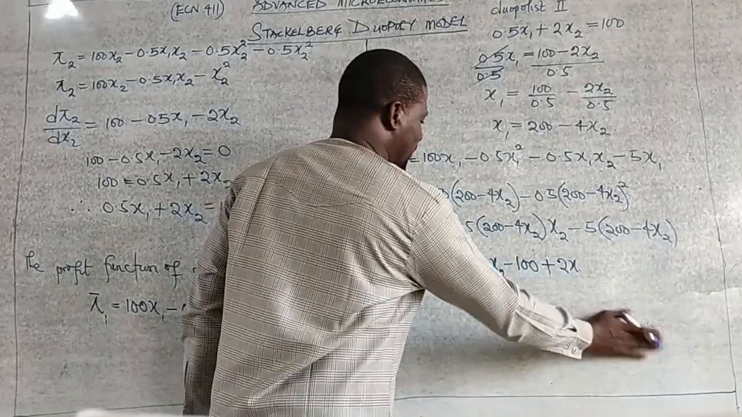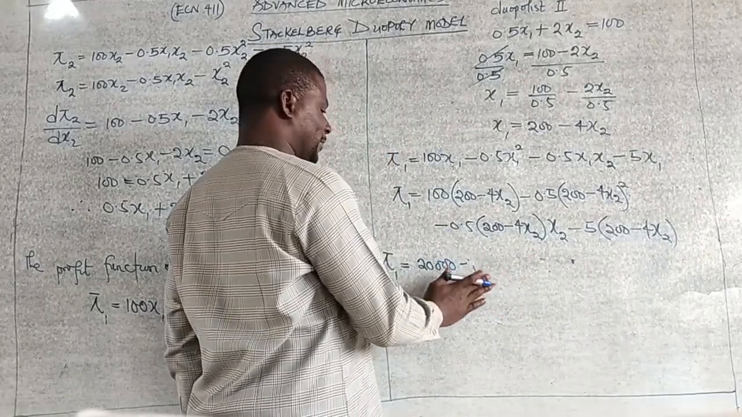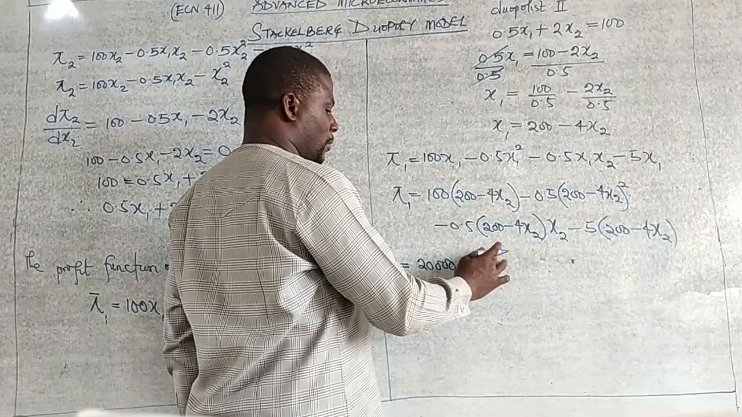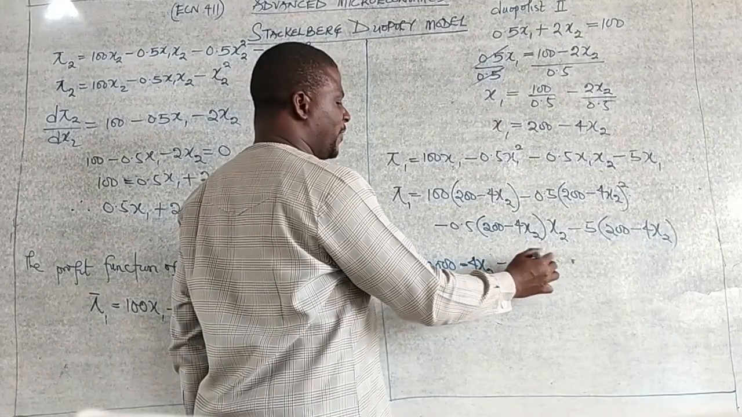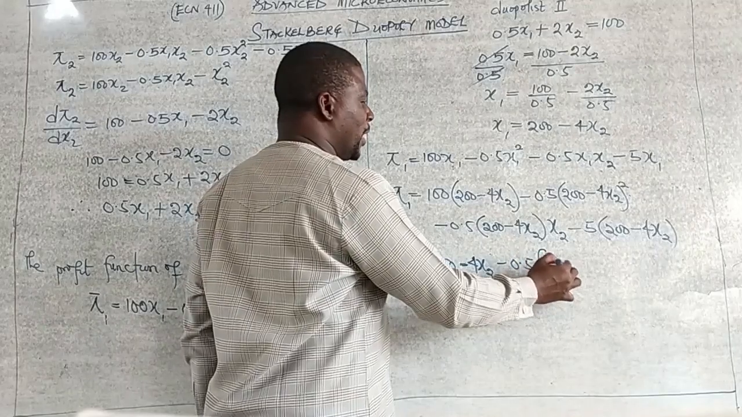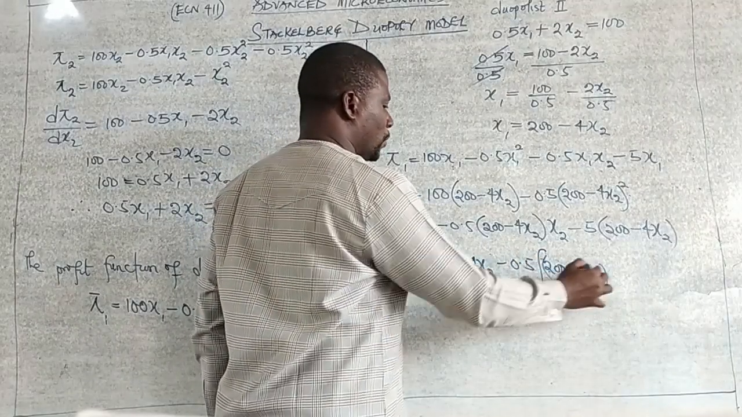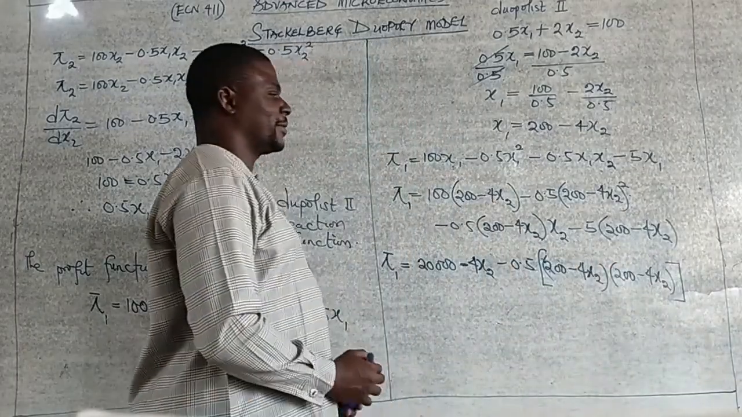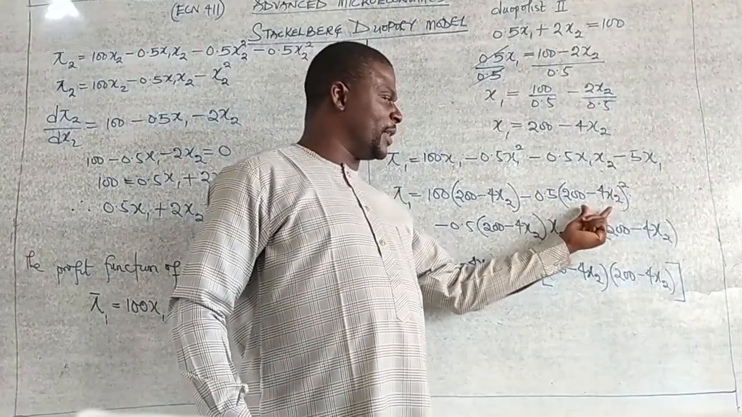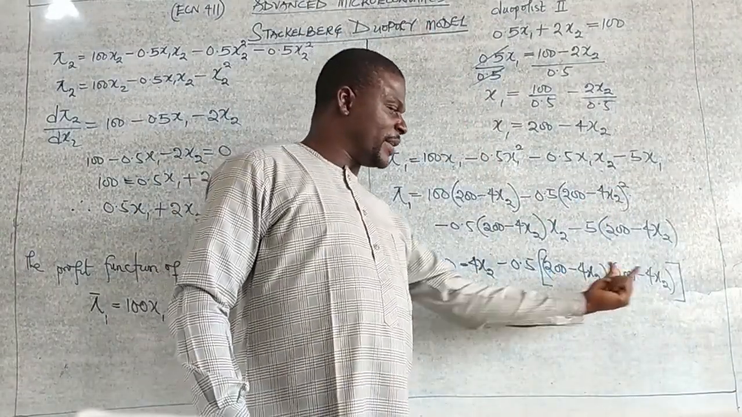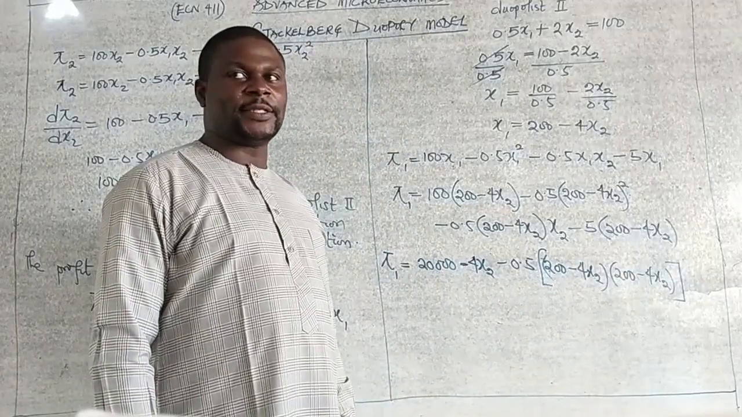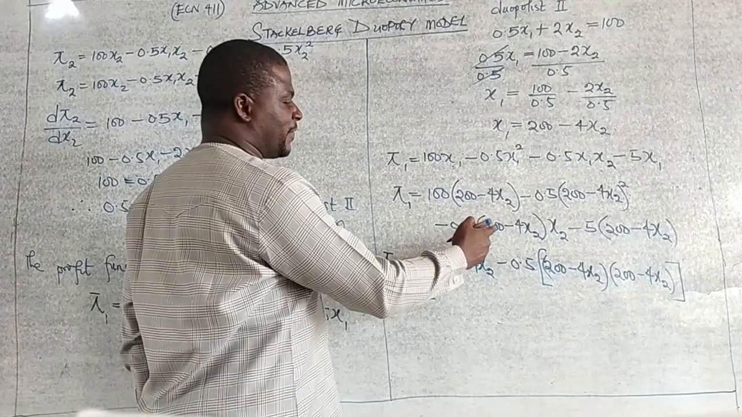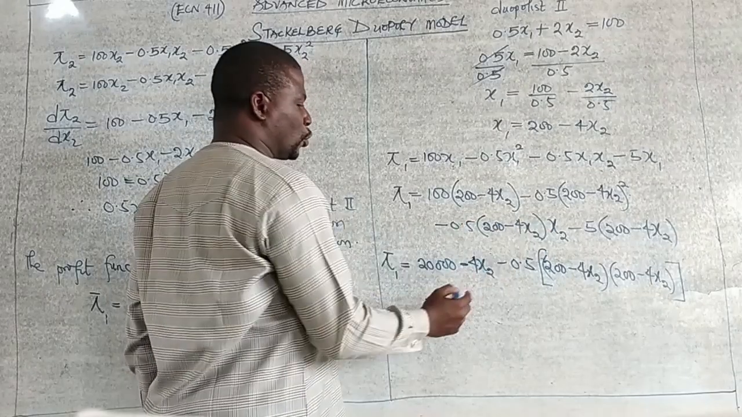Oh, no, we can't do that. It's squared. We can't do that. This is 4x2 squared. So minus 0.5 into 200 minus 4x2, 200 minus 4x2. Do you understand? This one squared means this one two times. So I write it first, write it second. You see that? Then expand the rest. Minus 0.5 times 200 times x2. What will I give you?